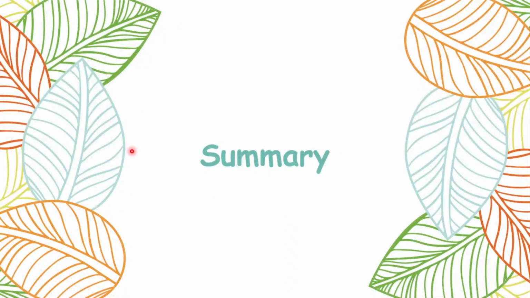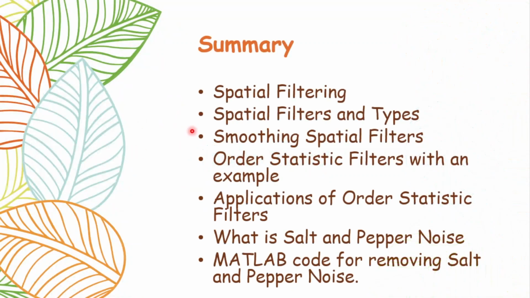Let's summarize what we have discussed in this video. First, we have seen spatial filtering, spatial filters, and the types of spatial filters. In that, we have briefly seen what smoothing spatial filters are, and then we jumped into the main part of this video, order statistic filters, and we have discussed it with an example. Later, we have seen applications of order statistic filters. Next, we entered the second part of this video, where we have discussed what salt and pepper noise is and the Matlab code for removing salt and pepper noise.